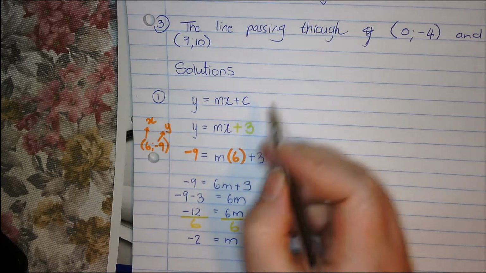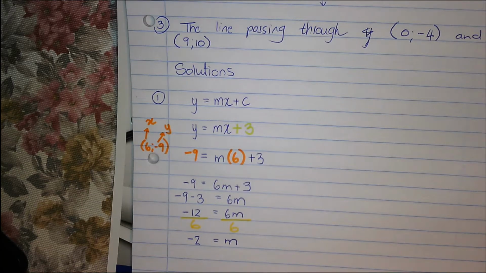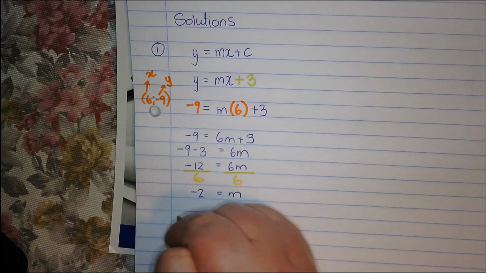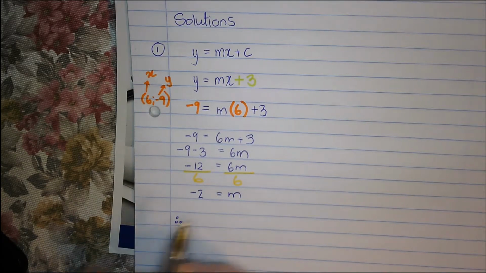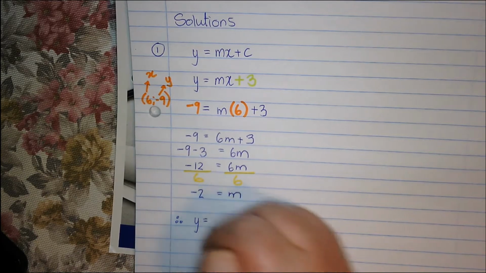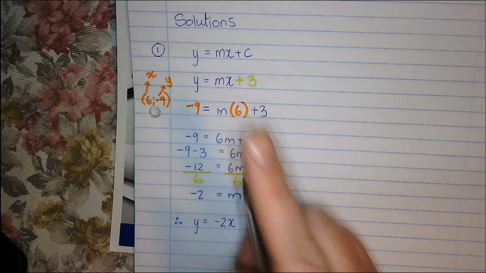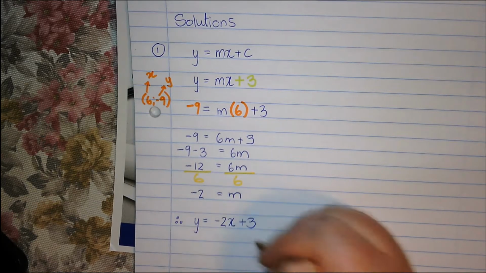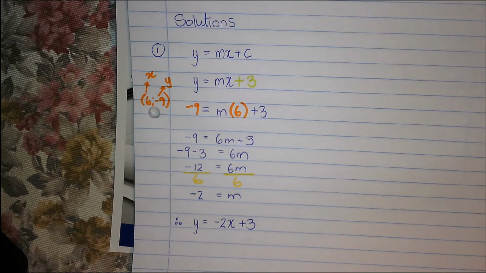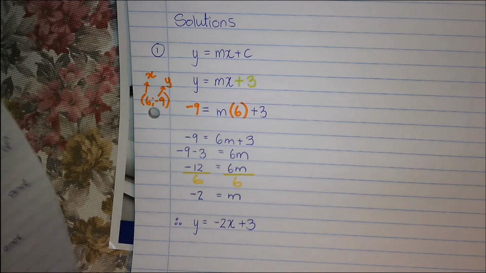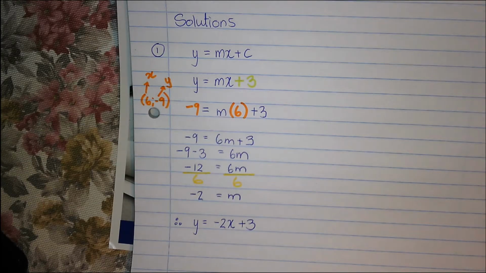Okay, so now I have a c value, c is equal to 3, and an m value, m is equal to negative 2. So now my last step says write y equal to m, which is negative 2x, plus 3, which is the c value. And we're done. That is the equation for that specific straight line. Remember, each straight line has its own equation.